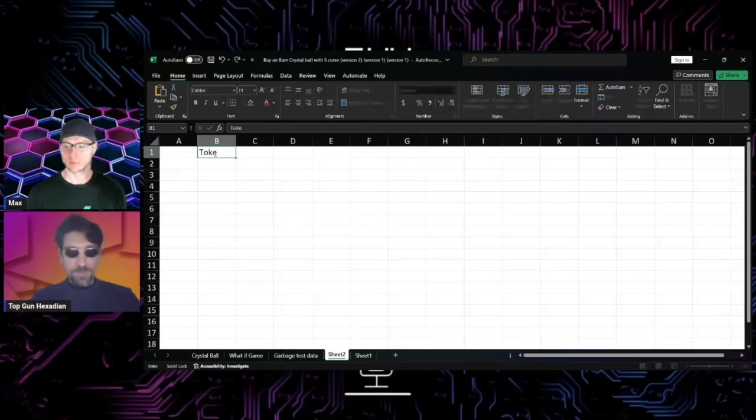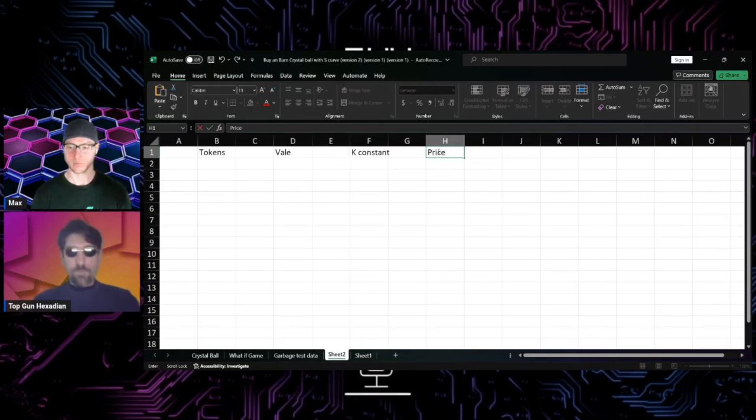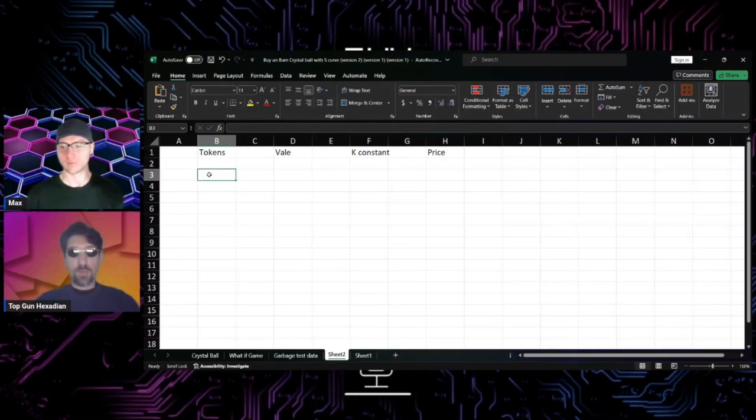So let's do this way. Tokens, value, and then K number, or our constant, and then price. So basically, when you've got this liquidity, we talk about PulseX, we talk about how those V2 pools work, and not a lot of people can conceptualize it, really understand it. So why don't we go through the math right here?